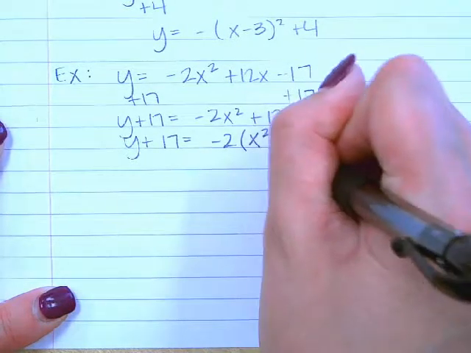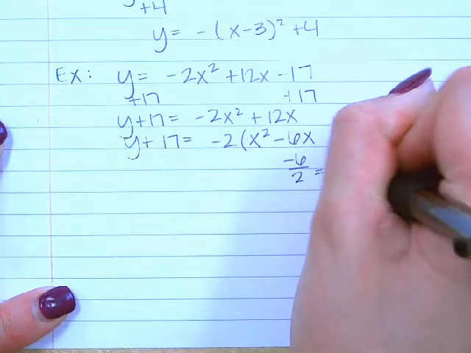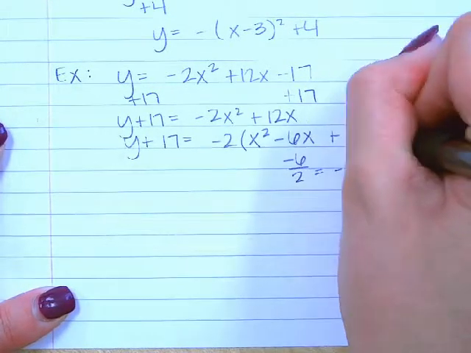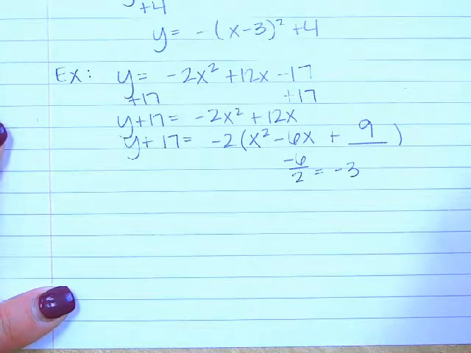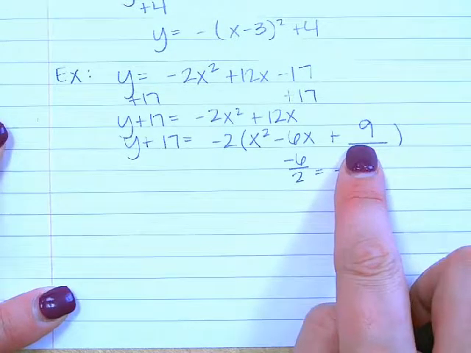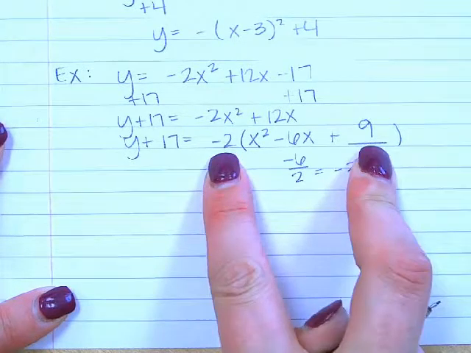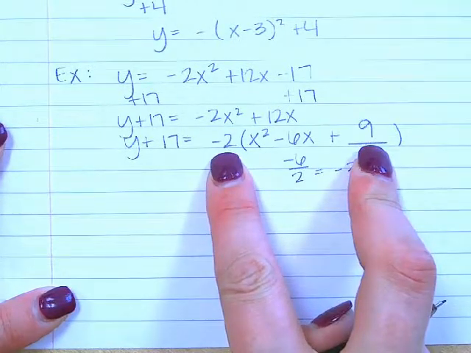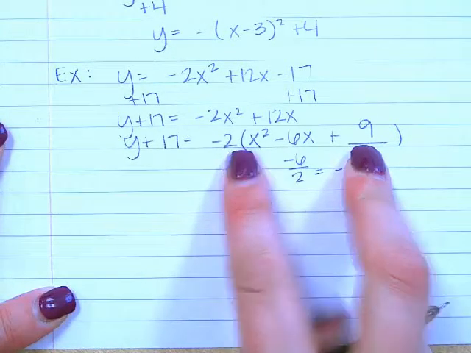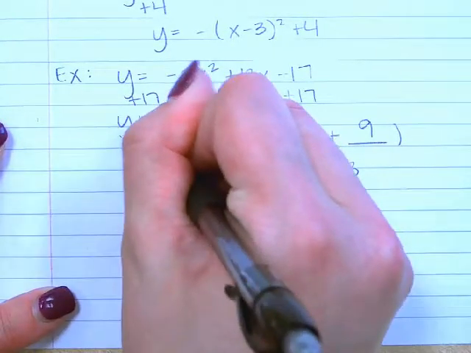So negative 6 divided by 2 is negative 3. Negative 3 squared is 9. So 9 is the number that completes the square. But I didn't really add 9 on this side. I actually did negative 2 times 9, which is negative 18. So I really subtracted 18 on the right side, which means I need to subtract 18 on the left side.